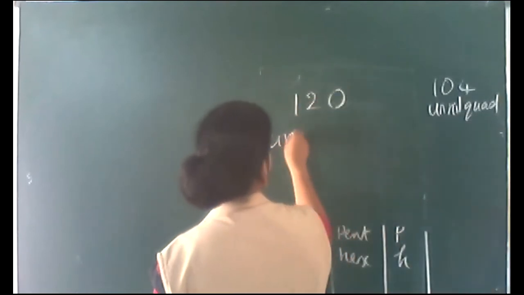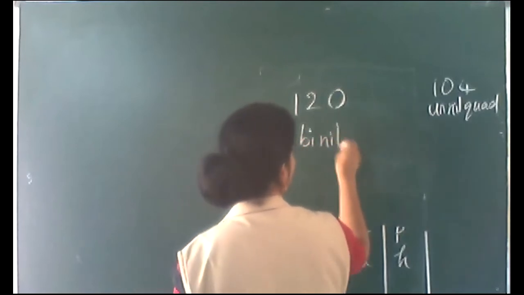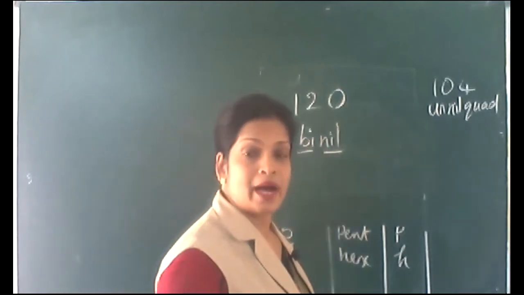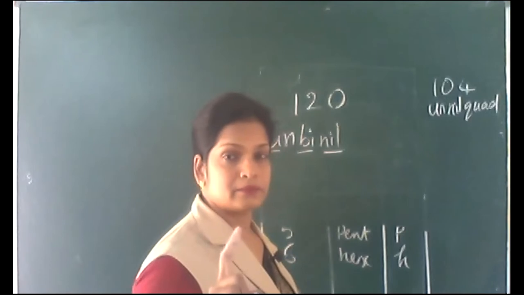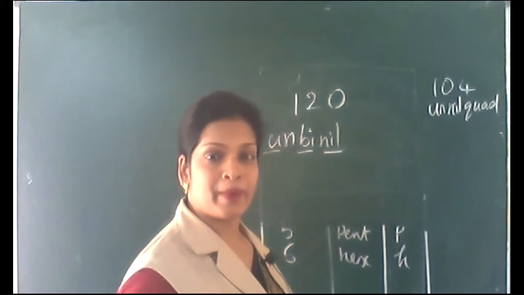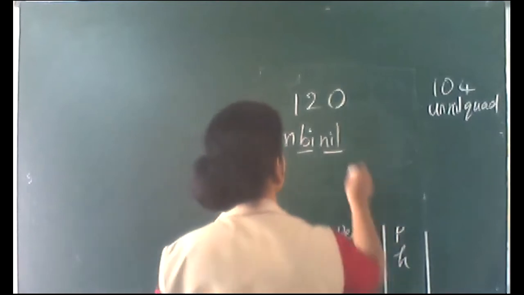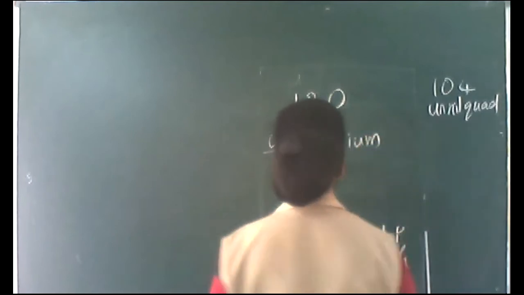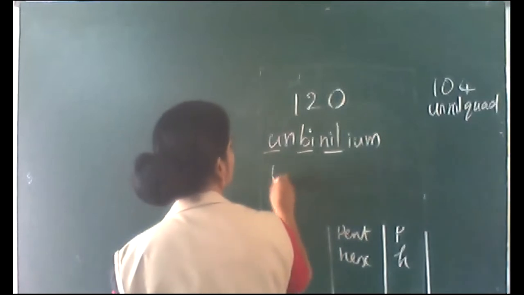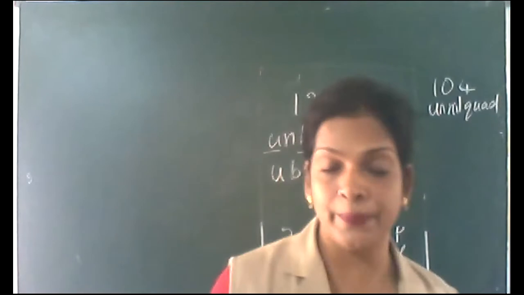120. Un, bi, nil. Un for 1, bi for 2, nil for 0. At the end, add -ium. Unbinilium. And its symbol will be Ubn.